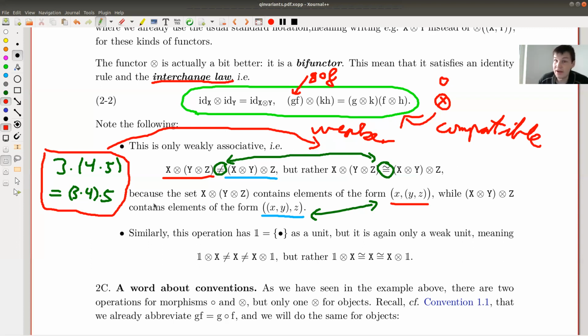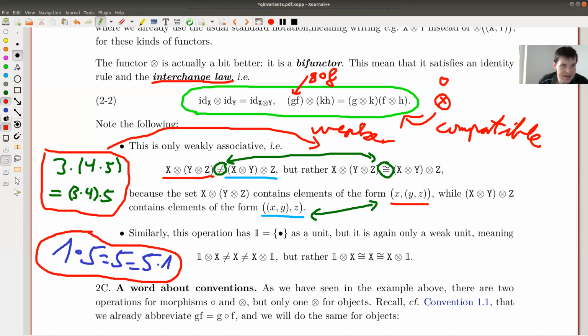And the same, by the way, for the second thing you would write down here. You have a unit object, 1 times x equals whatever, 1 times 5. Let me do it as an example. 1 times 5 equals 5 equals 5 times 1. Right? That's what holds for numbers. Here it's again a little bit weaker, so it's not equal, but it's isomorphic.